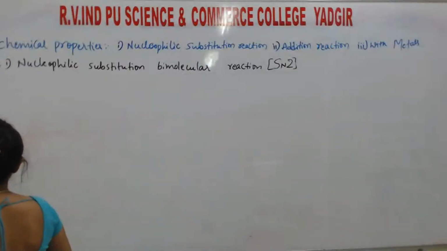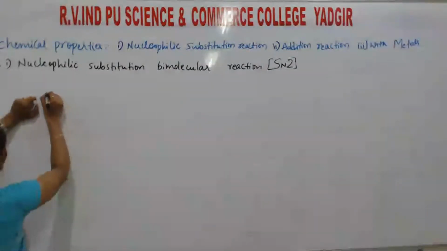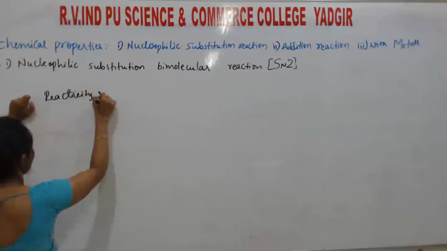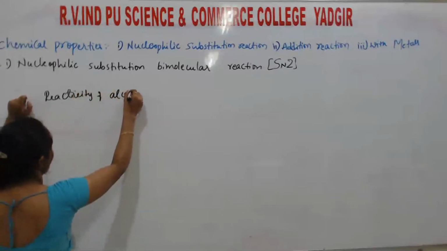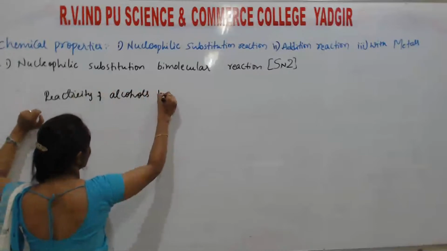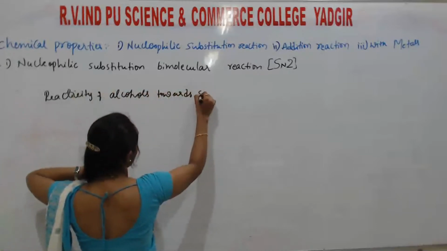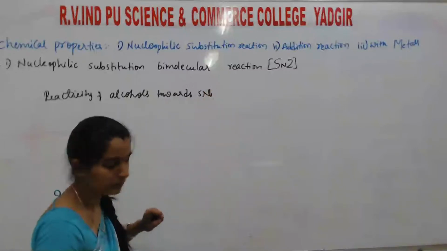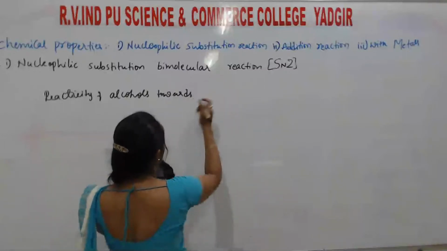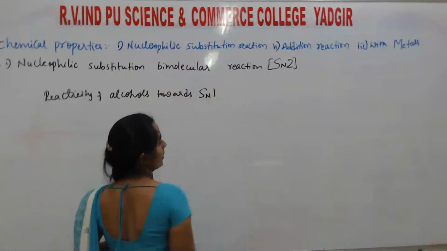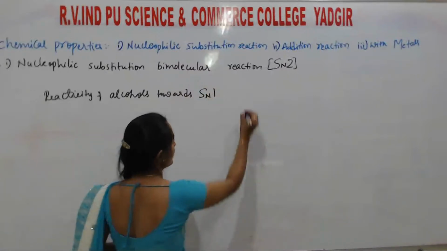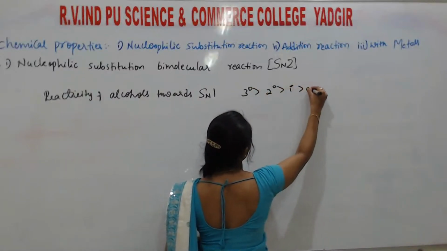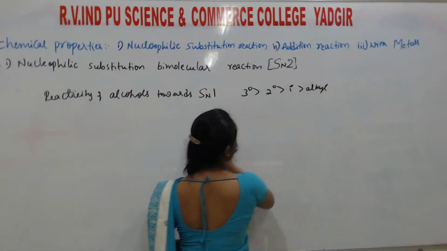Okay, listen. So as I told you, the reactivity of alcohols towards SN1, SN1. Okay, that is what? Tertiary greater than secondary, greater than primary, greater than alkyl.